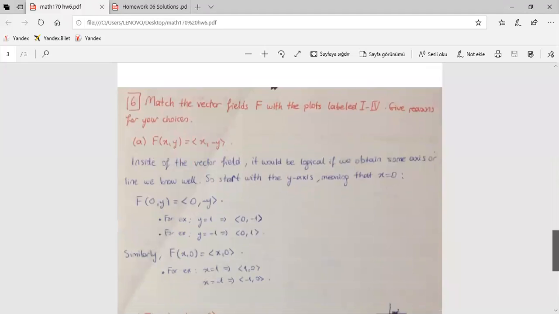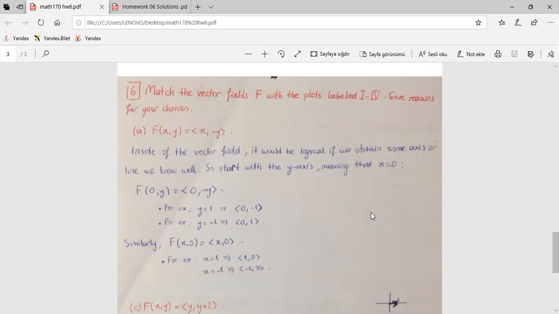So the last question. Okay, we'll solve the first and the third part of this question. We want to match the given vector fields with the plots, okay? Now, we have this vector field. F of x, y is given of this form, x, comma, minus y. So let's sketch first the coordinate system, okay?